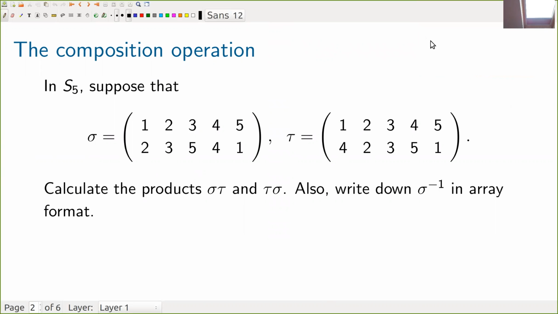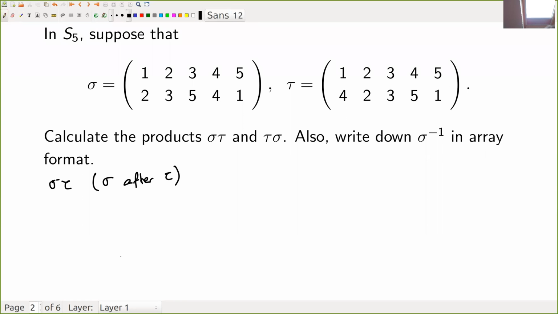And we want to calculate the compositions. To do that, if we want to calculate, for example, the composition sigma after tau, we call it sigma tau, and this means tau first, then sigma. So we apply tau first, and then we apply sigma. Tau applies to each of the elements 1, 2, 3, 4, 5.